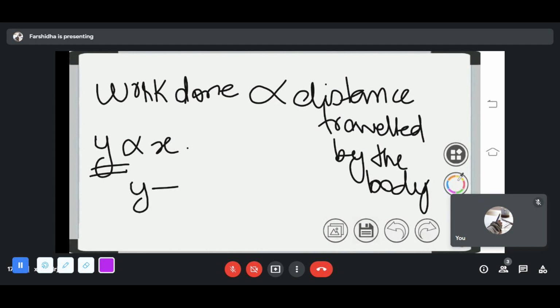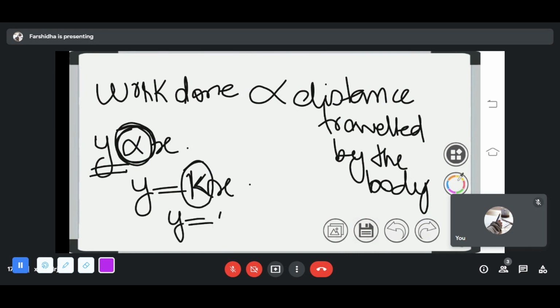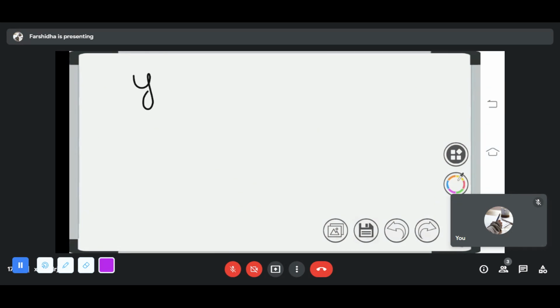Therefore, if you are removing the proportionality sign, that is this directly proportional sign, you have studied in your physics, y is equal to k into x. If I am removing this, I need to add one constant term. So now I am taking the constant term as any number, like suppose I am taking 5. I can write y is equal to 5x. Any number you can take, okay? I am taking 5x. Now you got y is equal to 5x.